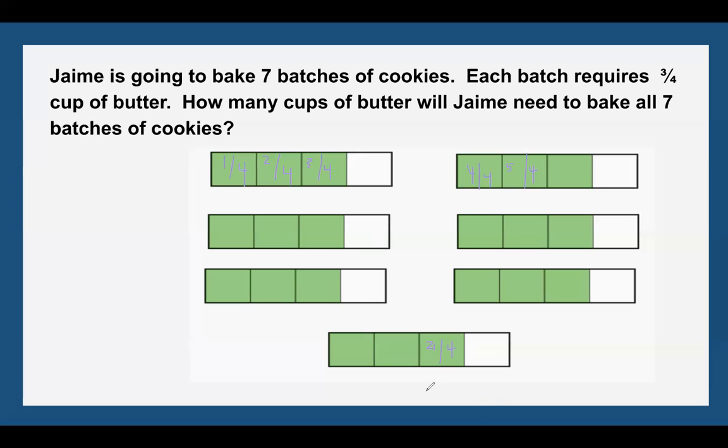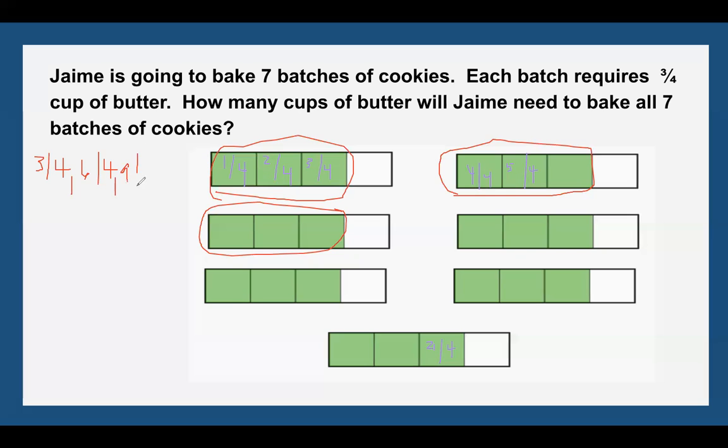Other children might think about this as, you know what? I can just skip count by 3/4, which is a little bit more efficient when they start seeing that it's 3/4. So they might skip count by 3/4: 3/4, 6/4, 9/4, 12/4, 15/4, 18/4, and 21/4, right? And that's a more advanced strategy based on what they notice.